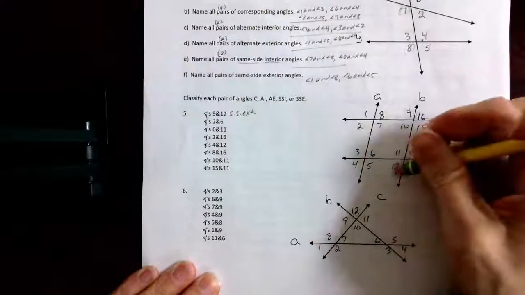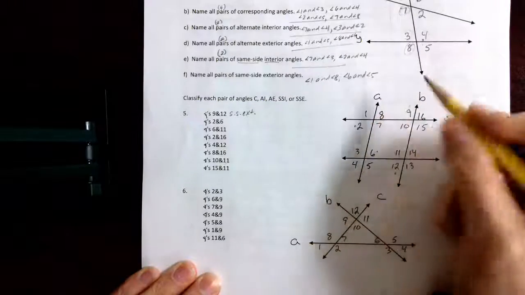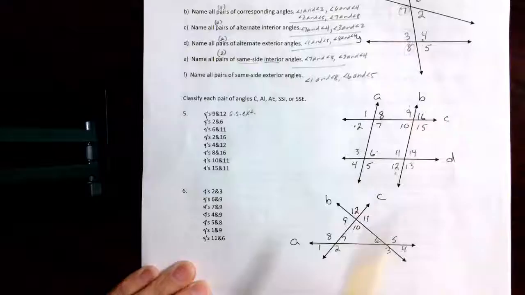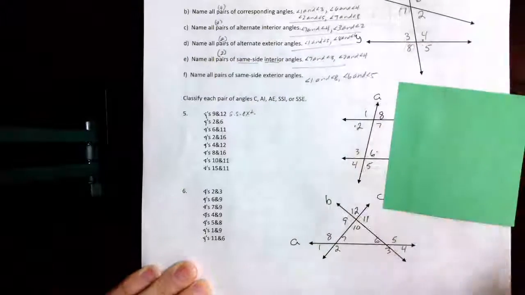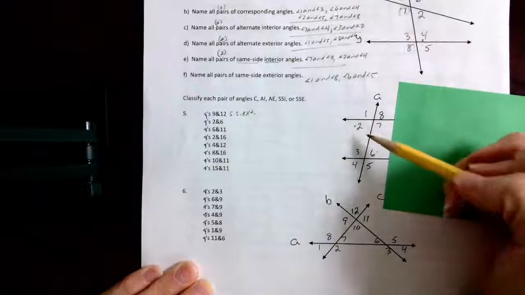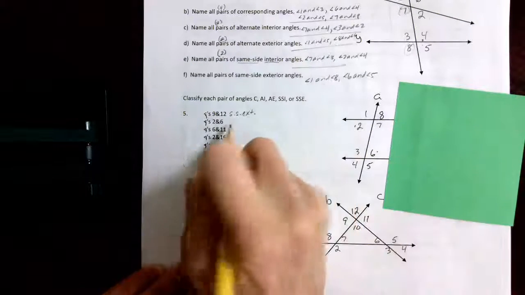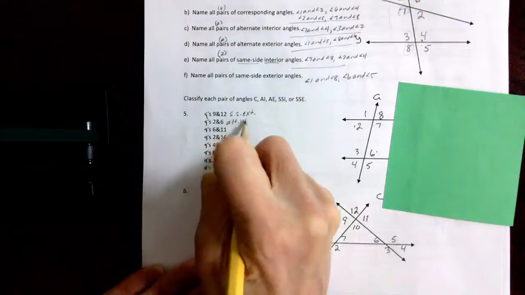Okay, the next one's going to be angle 2 and angle 6. Here's angle 2 and here's angle 6. These 2 angles touch line A, so I'm going to cover up line B and I'm going to say, okay, in reference to these 2 lines, are they interior or exterior? They're on the inside, so they're interior. They cross that transversal. They're called alternate interior.